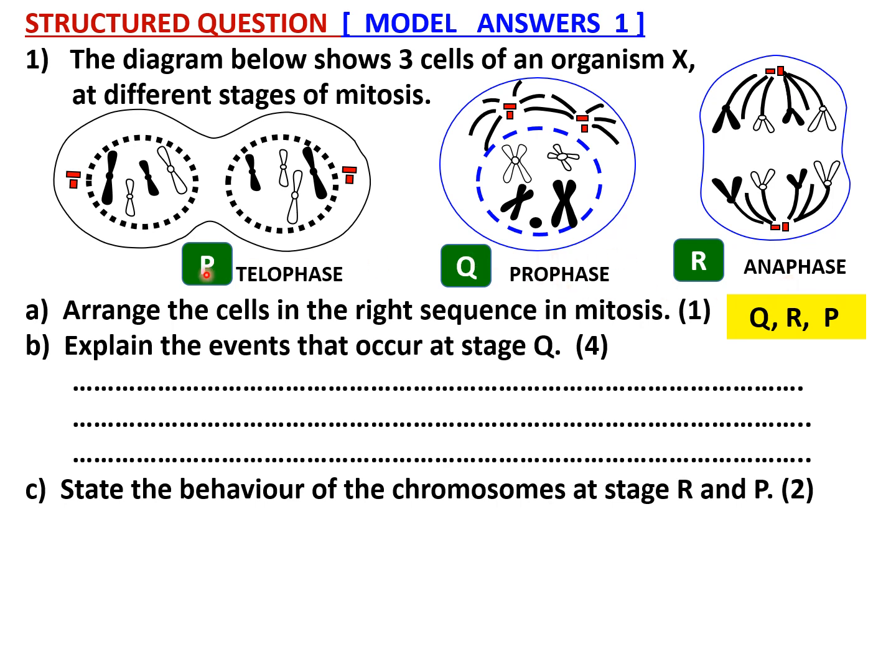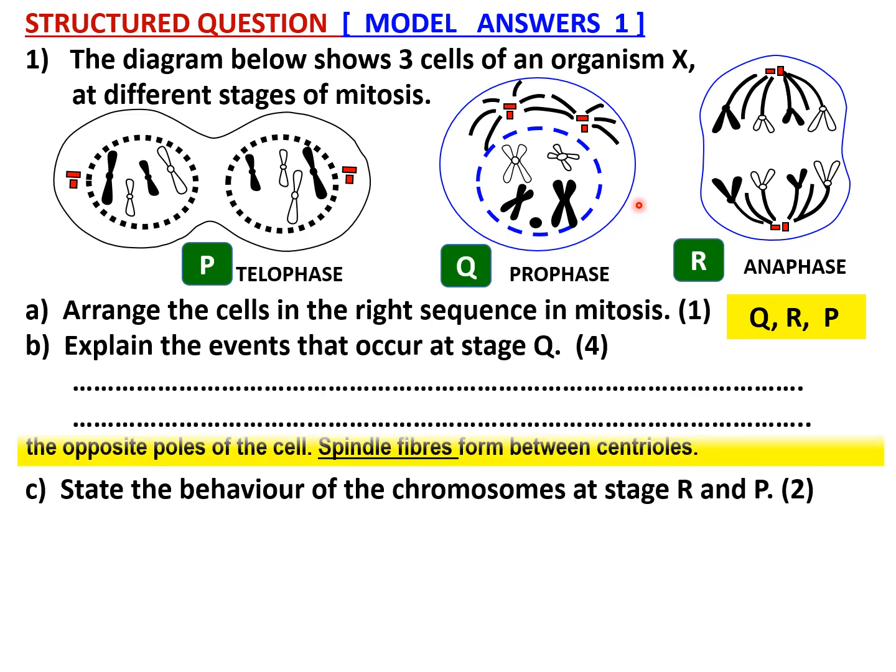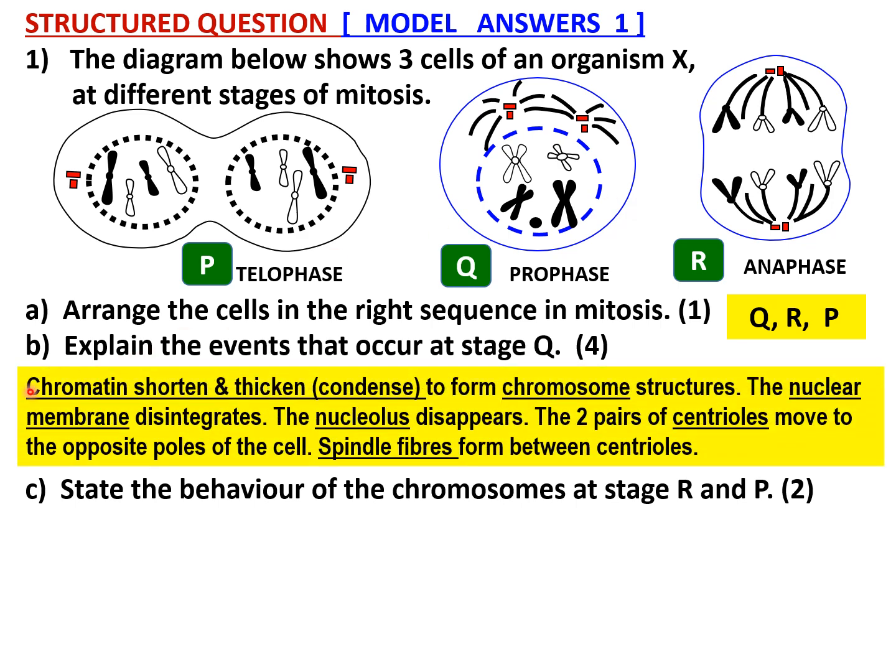QRP. Now, explain the events that occur at stage Q. 4 marks. So think of 4 events, 4 things that happen. At least 4 must be written.